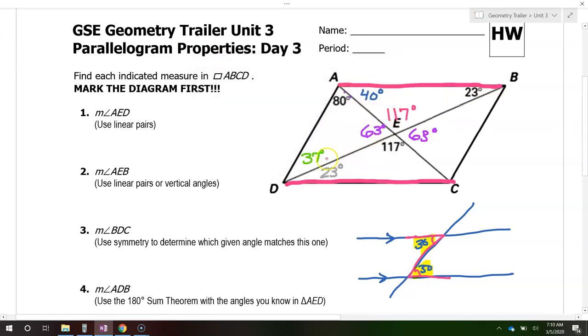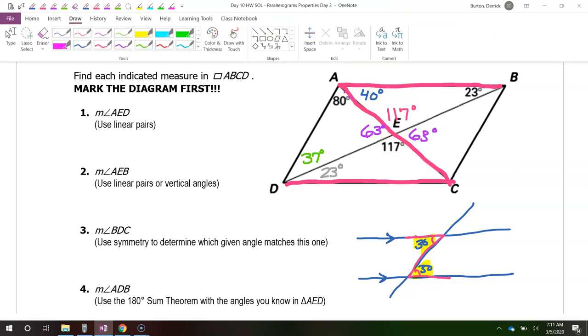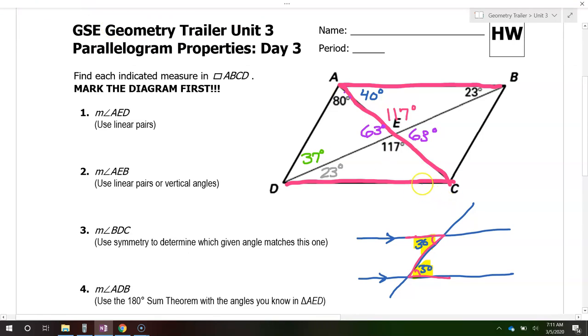Okay, so I drew the diagonal this way before. This time I'm going to draw the diagonal this way. So it's sort of like a backwards Z. But still, the corners of the Z are alternate interior angles. So that 40 degrees in one corner should match this corner, will also be 40 degrees. So this will be 40 degrees right here.